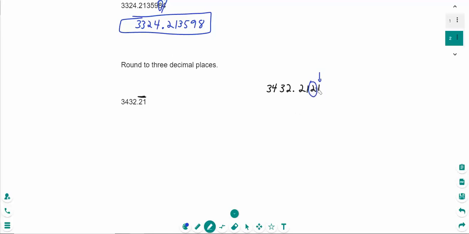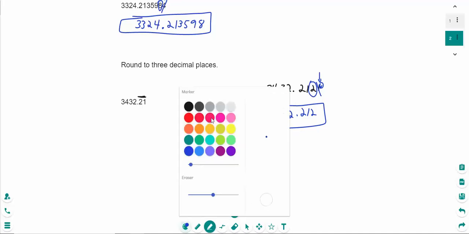Because this 1 is less than 5, the 1 is going to disappear and become a 0. Okay, so we end up with 3432.212. The 2 does not change because the next number was less than 5. All right, and as I'm thinking about this here, maybe I'll just give you one more.